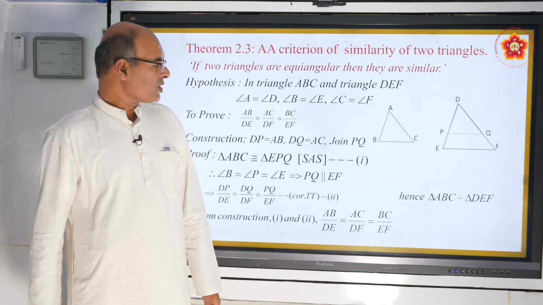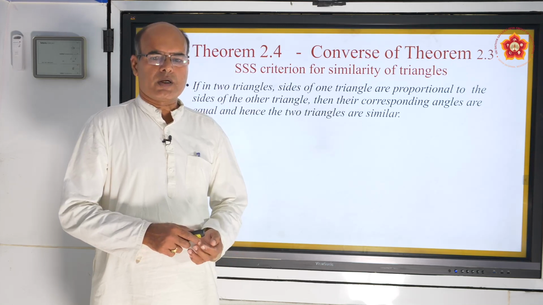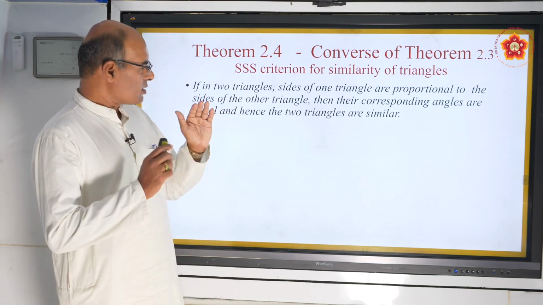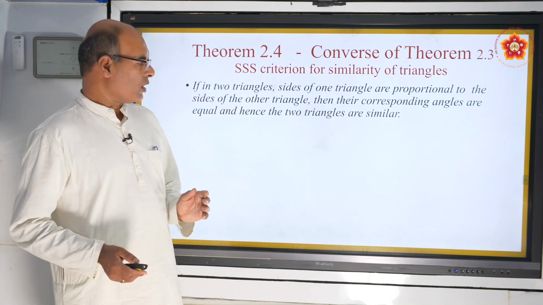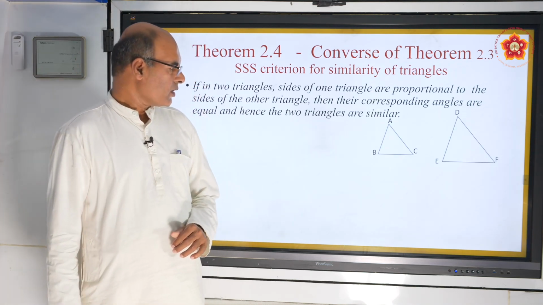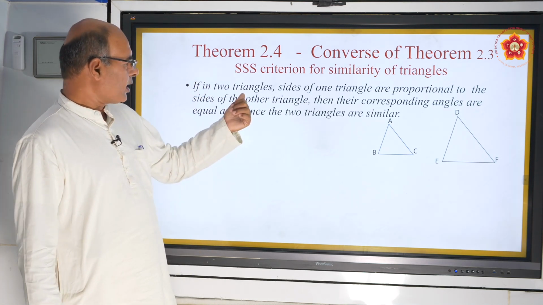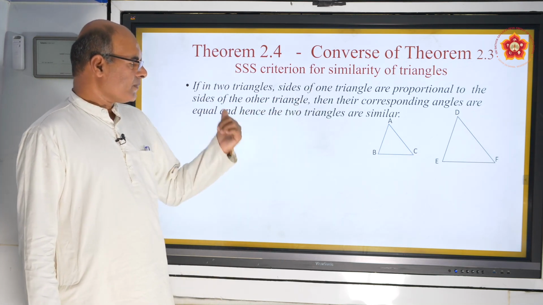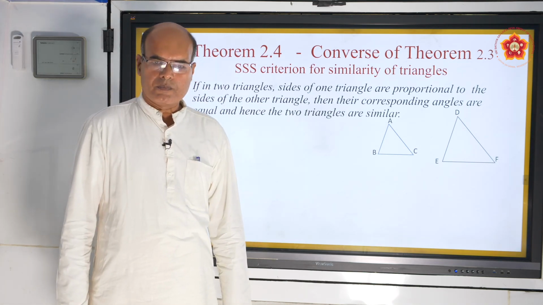Now go to the converse of the theorem. So you know that if we interchange the hypothesis part and conclusion part, we get the converse of the theorem. Here what we have to assume is the corresponding sides are in the same ratio, and we have to prove that the angles are equal. By the statement, if in two triangles, sides of one triangle are proportional to the sides of another triangle, then their corresponding angles are equal, and hence the two triangles are similar.